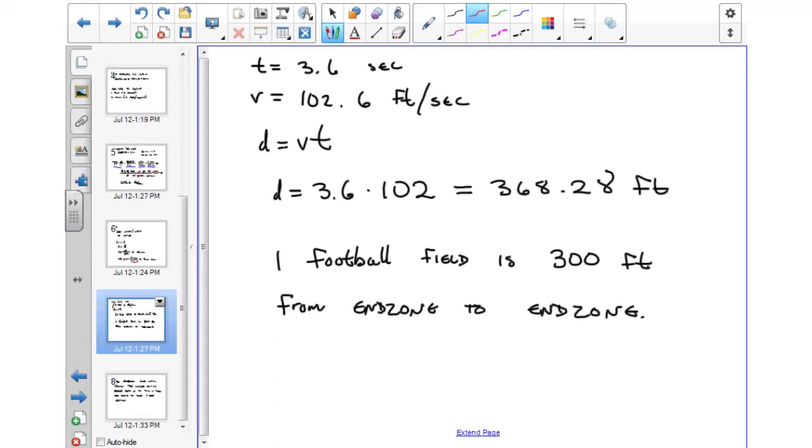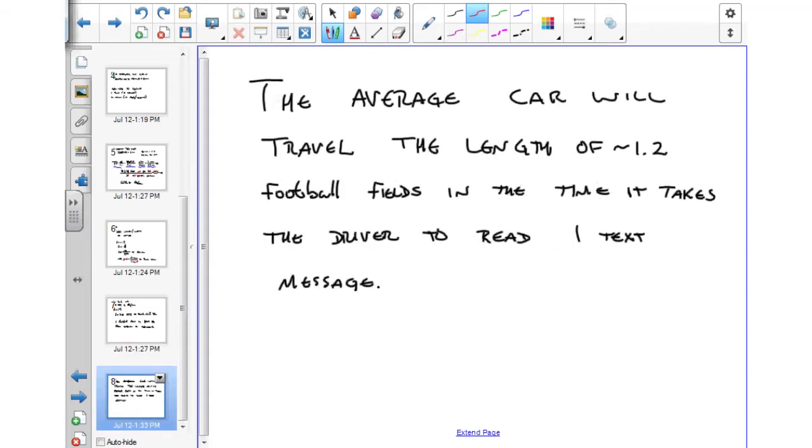The average football field is 300 feet from end zone to end zone. So, in the time it takes you to read one text message, you're going to travel the length of approximately 1.2 football fields. Don't text and drive.